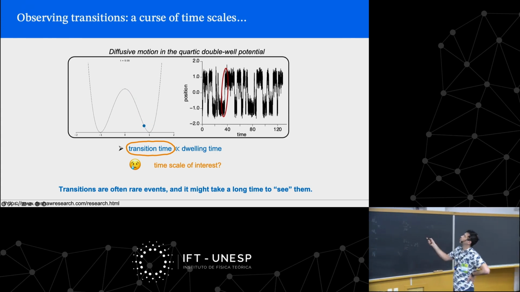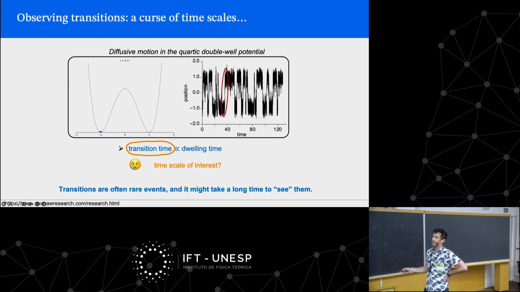I forgot which temperature I chose there, but otherwise, at low temperatures you would get longer dwelling times, and at high temperature it would be hopping a lot. So the rare events, like the transitions, are hard to see, and that's why answering those questions is usually difficult.